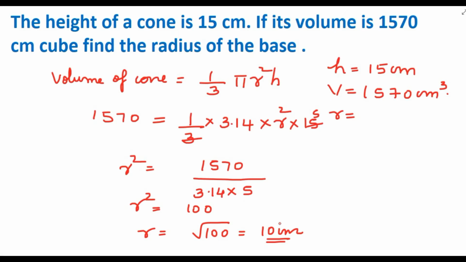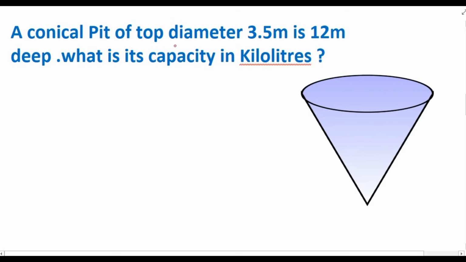Now the next question is, a conical pit of top diameter 3.5 meter is 12 meter deep. What is the capacity in kiloliters? So the diameter of this conical pit is 3.5 meter. So the radius will be 3.5 divided by 2 meter, and we need to find the capacity in kiloliters. The depth they have given, that means the height is 12 meter.